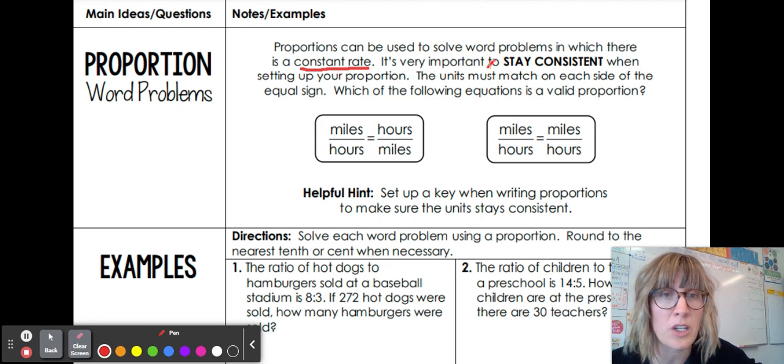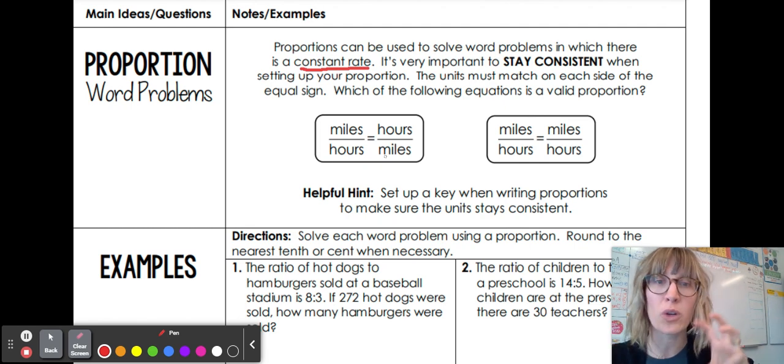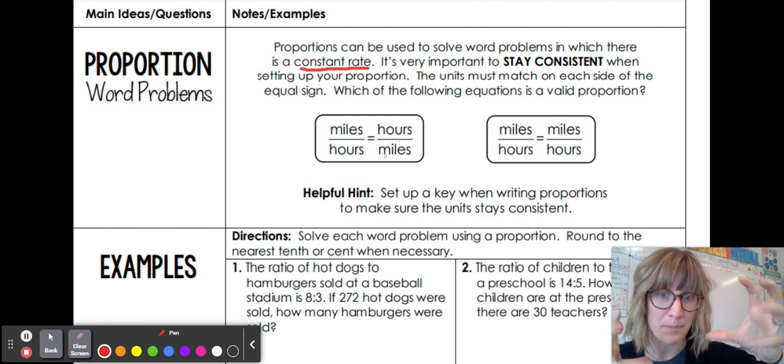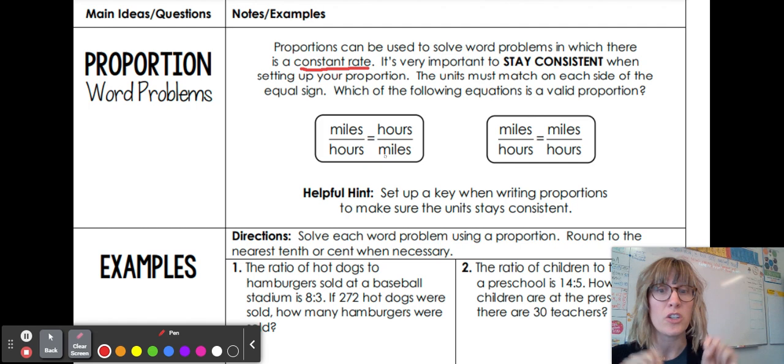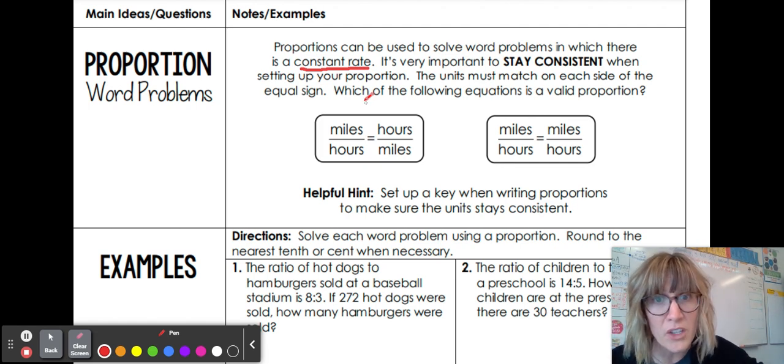The most important part is to make sure that you're consistent when you set up your proportion. The units must match on each side of the equal sign. Okay, it seems kind of obvious, right? But it's really important, and it's super common for it to get mixed up as you're taking this information from your word problem.